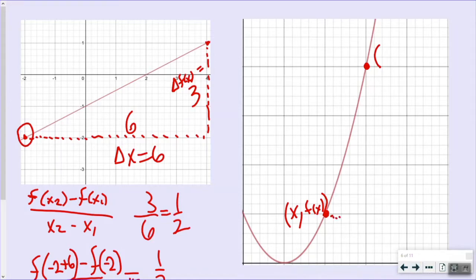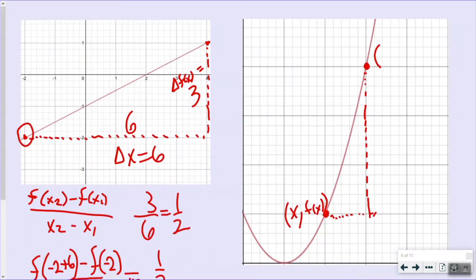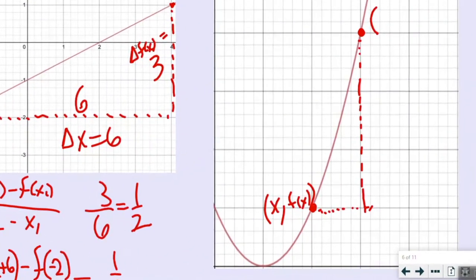I'll go over this far, go up this far. So I don't know this value either, right? 1/3, I don't know that value. But I don't have a number here, because I don't have any numbers here. So what can I do? Well, I can just put a variable there.